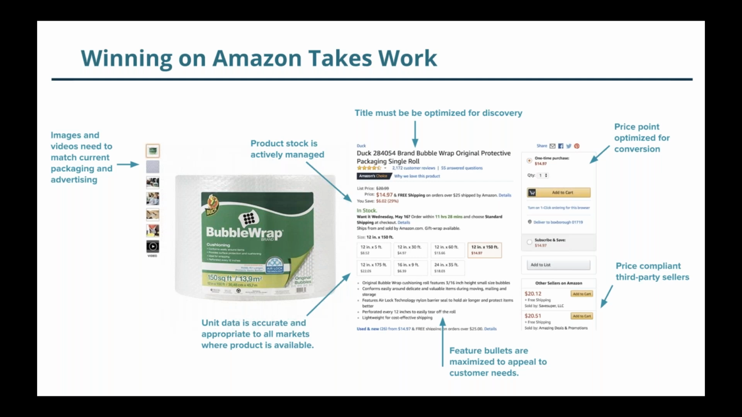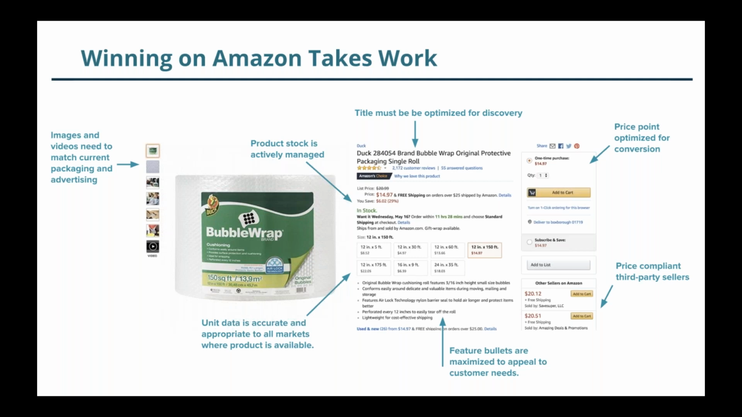Moving over a little bit more, make sure that your product stock is actively managed. If your product goes out of stock, it significantly hurts your visibility, your search ranking. Amazon's algorithm pays attention to everything, and you will get penalized if you run out of stock.